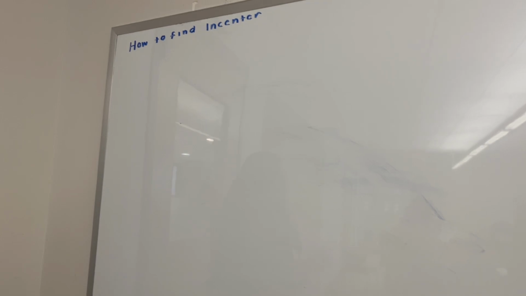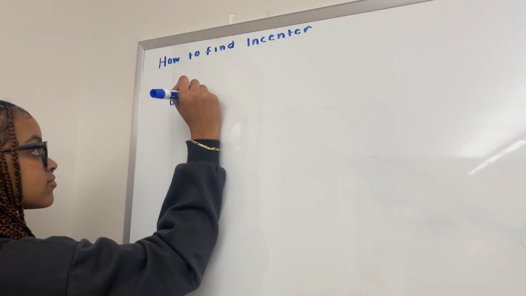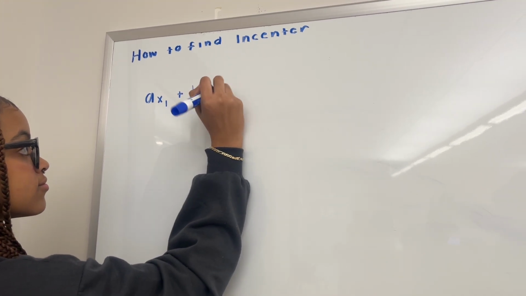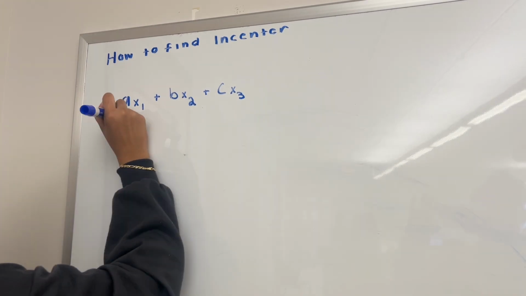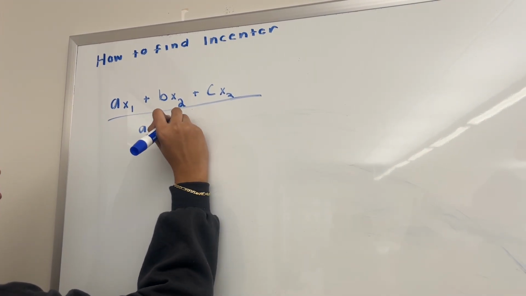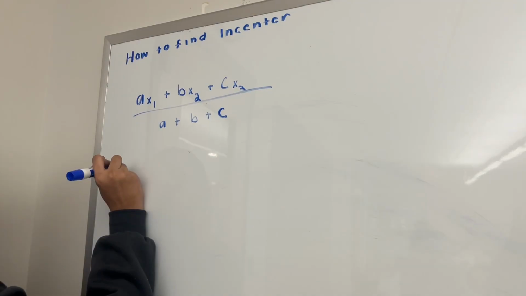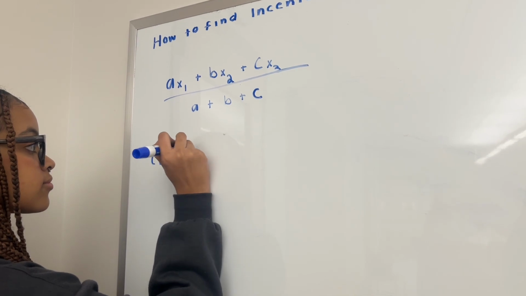How to find the incenter. This is the formula for the incenter: (Ax1 plus Bx2 plus Cx3) divided by (A plus B plus C). Next, we'll have the coordinates for the triangle.